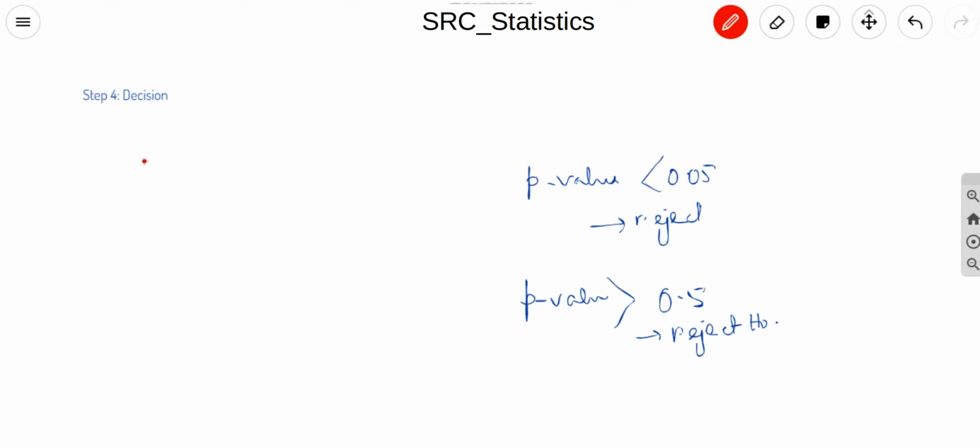Step 4 is the decision. In the p-value approach, we see whether the p-value is less than alpha. If the p-value is more than alpha, we fail to reject the null hypothesis. Since here the p-value is 0.3085, which is more than 0.05, we fail to reject the null hypothesis.